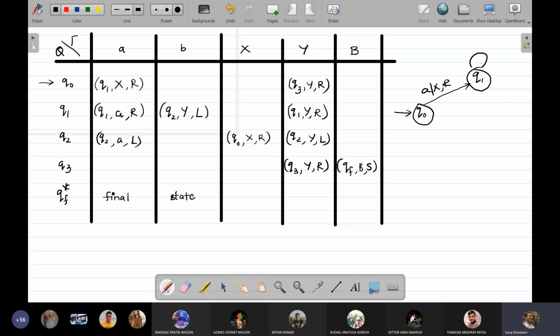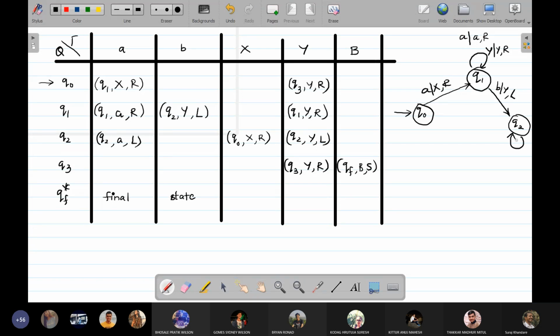Now Q1, we have transitions Q1 to Q1. A is there, which is kept as A, and we keep moving to the right. Then Q1 to Q1, Y is present, Y is kept as Y, and we keep moving to the right. Q1 is changed to Q2 when we get B, B is changed to Y, and we start moving to the left. So this is how you need to draw the transition diagram.